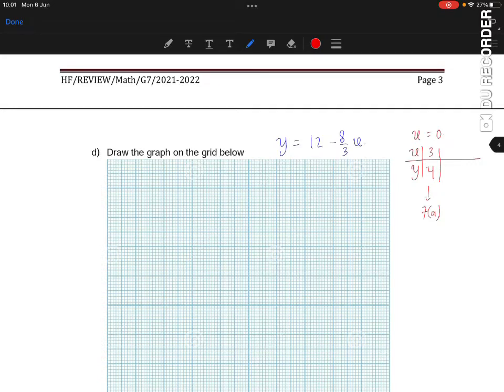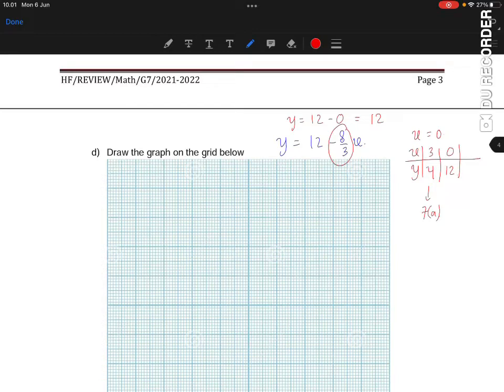Now, if we have 0 for your x, it means you will have y equals 12 minus negative 8 over 3 multiplied by 0. It's going to be 0, yeah. Remember, if you have multiplication with 0, you will have 0. So the y is going to be 12. Okay, so you will have 3,4 and 0,12.